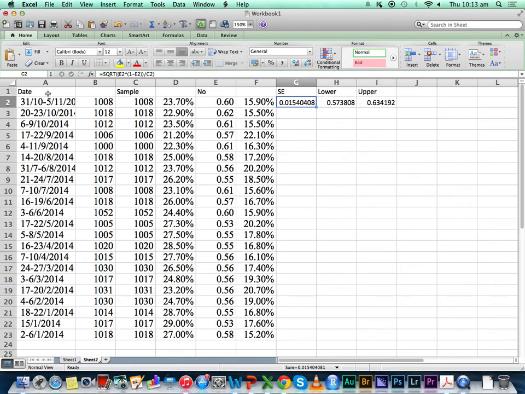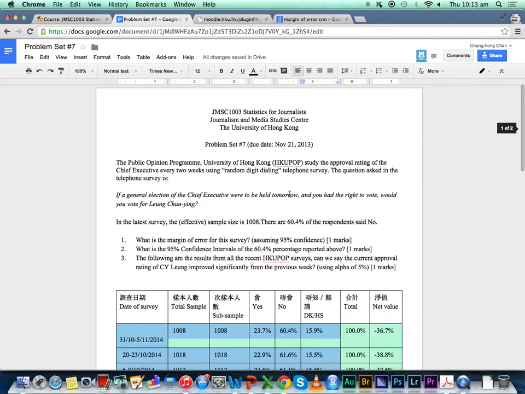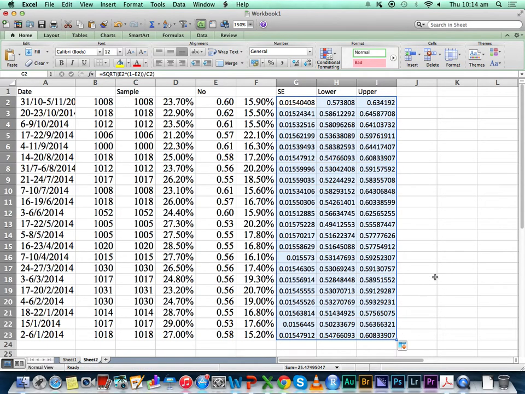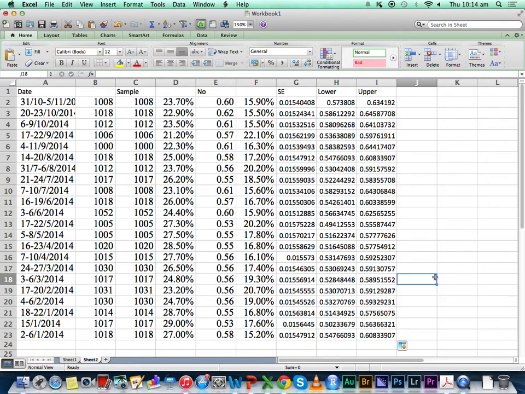Okay, you did that for question 1, for question 2, I guess, yeah. And what you need to do now is to populate all these to all the cells. And by doing so, you get all the confidence intervals for all the surveys.